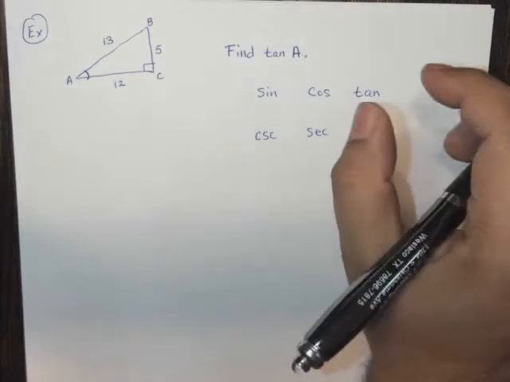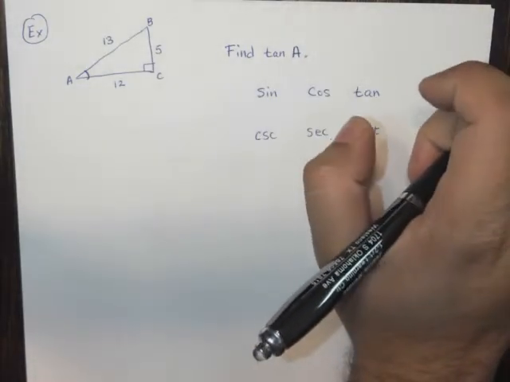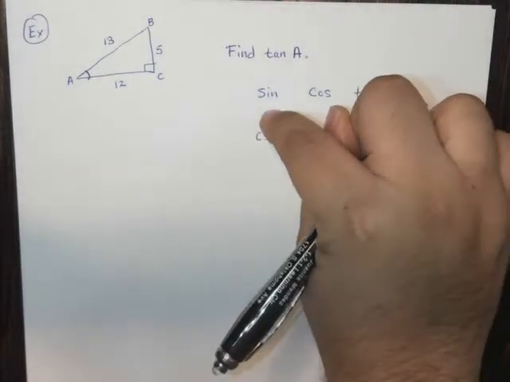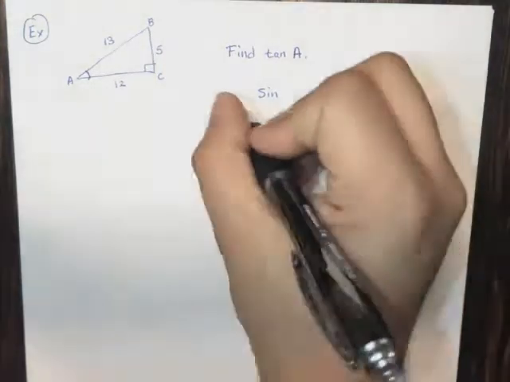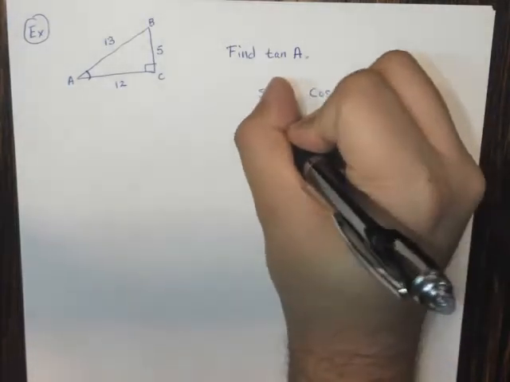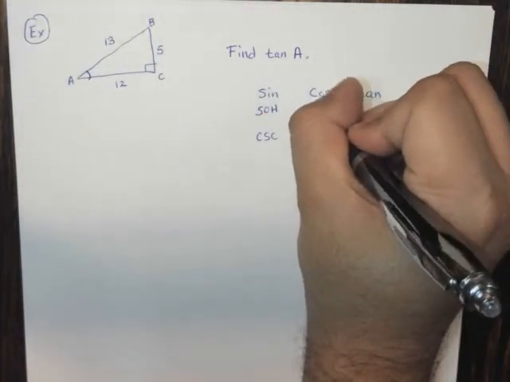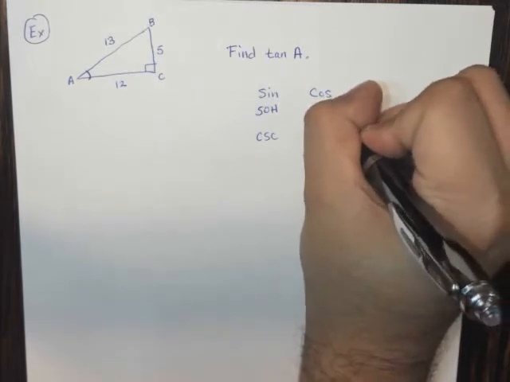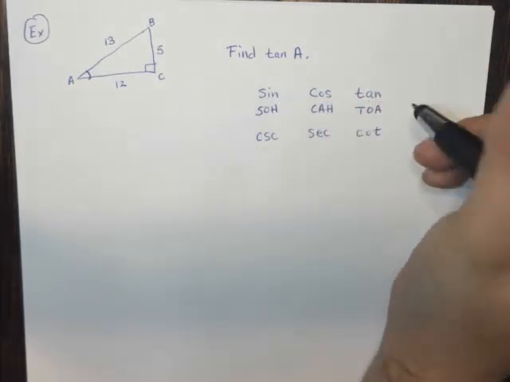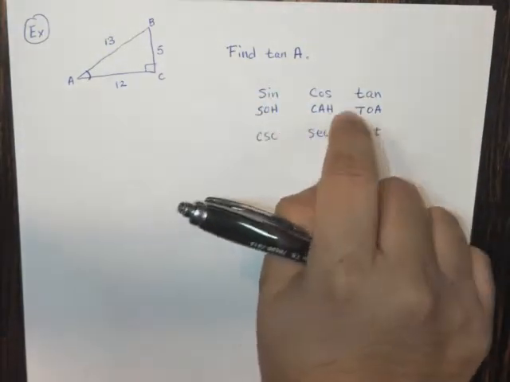Okay, so there's a little mnemonic device that we can use when we're dealing with right triangles to find the sine, the cosine, and the tangent. So this one right here is SOH, S-O-H. This is CAH, C-A-H, and then this one is TOA. Okay, now when you put it all together, SOH CAH TOA.